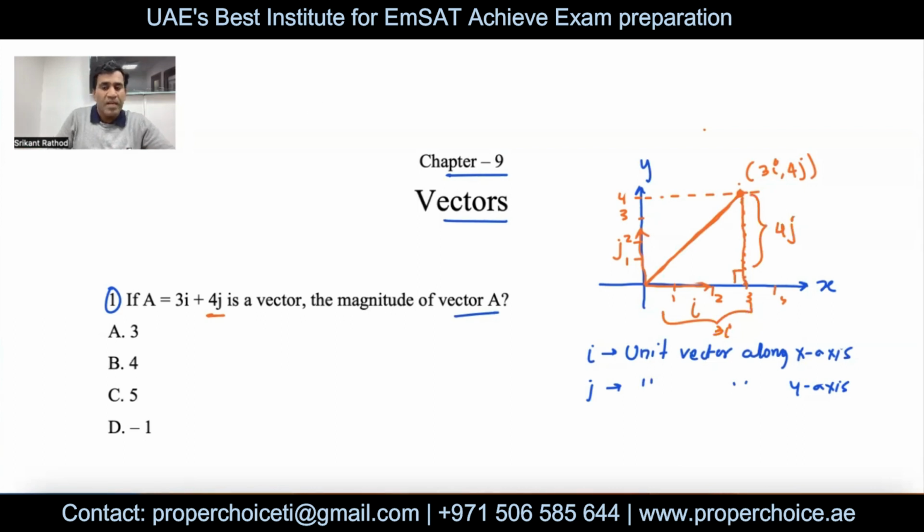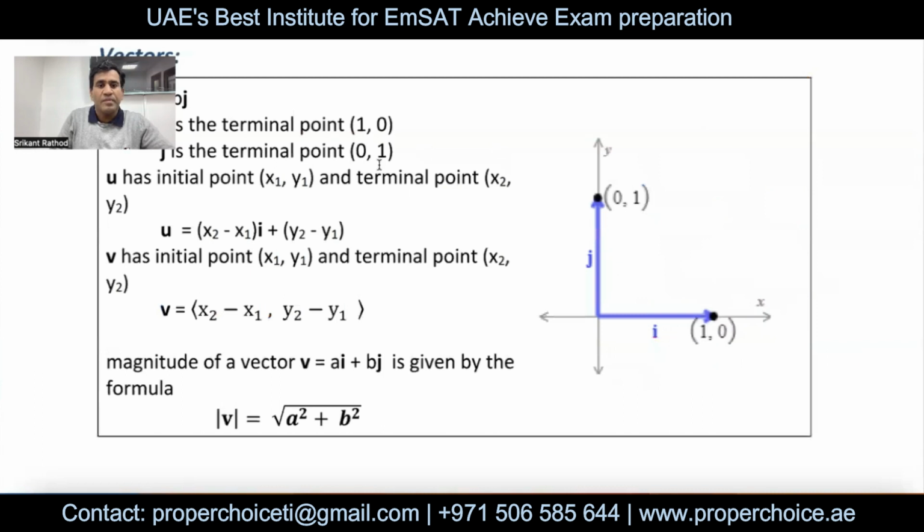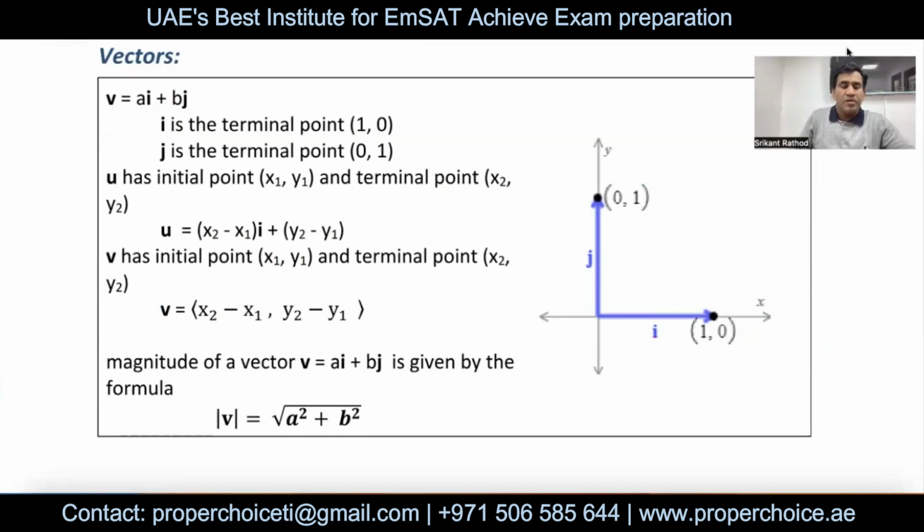Almost all the formulas we need in vectors will be given to us. For example, here you can see that. In the vector formulas, v equals ai plus bj, that is the general way the vector will be represented, and which will be given to us. And as I said, i is the unit vector along the x-axis, j is the unit vector along the y-axis. This has all been given to us. We are looking for it.